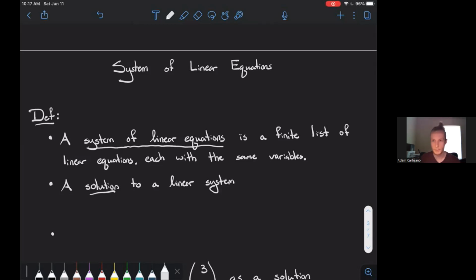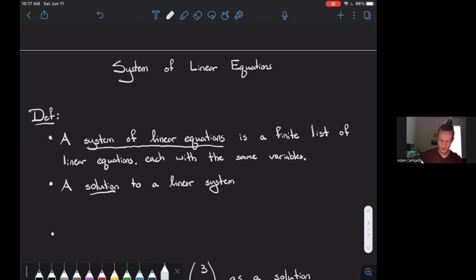Before I finish the definition, let me say what I mean by that. A linear system is just another way of saying system of linear equations. Sometimes we just don't have the endurance to say the whole phrase, and so we just say linear system. So don't be confused when you hear, wait, what is a linear system? Is that different from a system of linear equations? No, they're the same.